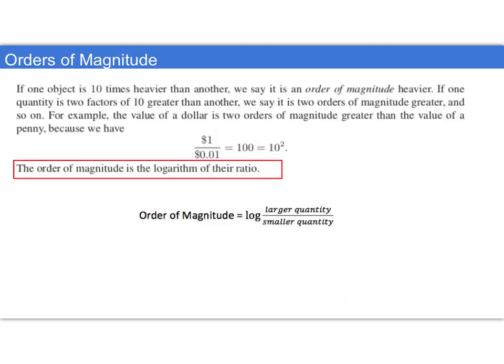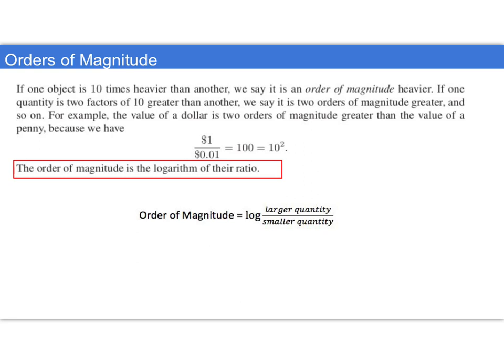So if one object is 10 times heavier than another, we say it is an order of magnitude heavier. So if one quantity is 2 factors of 10 greater than another, we'd say it's 2 orders of magnitude greater, and so on. So for example, the value of a dollar is 2 orders of magnitude greater than the value of a penny, because a dollar divided by 1 cent would be 100, or 10 squared. So the order of magnitude is the logarithm of their ratio.